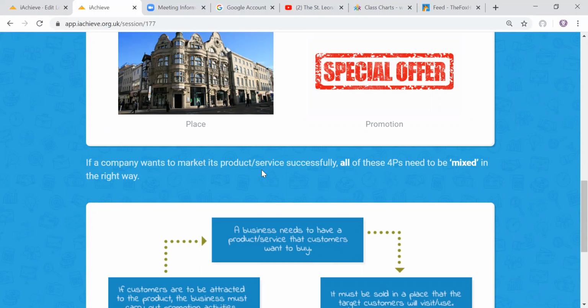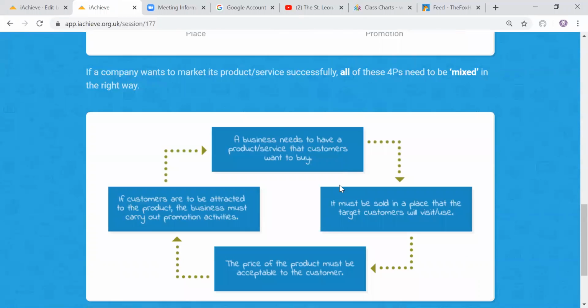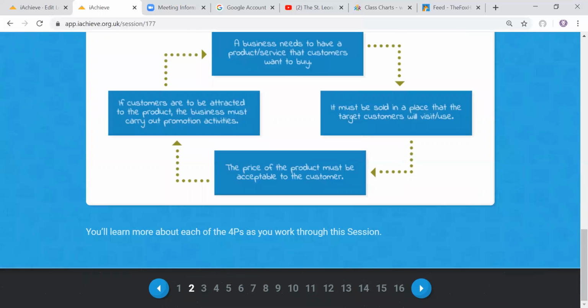If a company wants to market its products or services successfully, all 4 of these Ps, product, place, price, and promotion, need to be mixed in the right way. This illustration just shows you how important it is. A business needs to have a product or service that customers want to buy, and that's what we're going to be focusing on today. It must be sold in a place that the target customers will visit or use, and we'll talk about that in later sessions. It must be at a price that is acceptable to the customer, and again, we'll talk about that in later sessions. And if customers are to be attracted to the product, the business must carry out distinct promotion activities that draw people into buying that product.